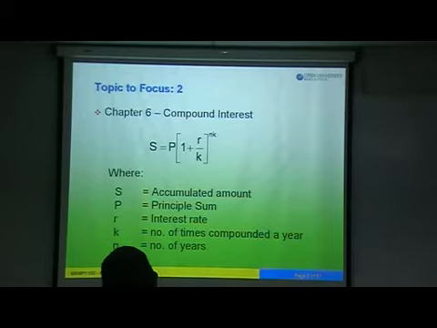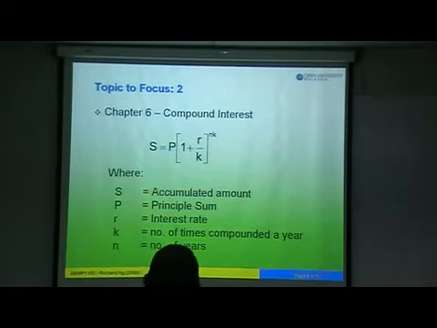So if the question says compound quarterly, that means k is 4. Semi-annual, k equals 2, monthly, 12. Remember, so this one always comes in the exam. And n represents the number of years.